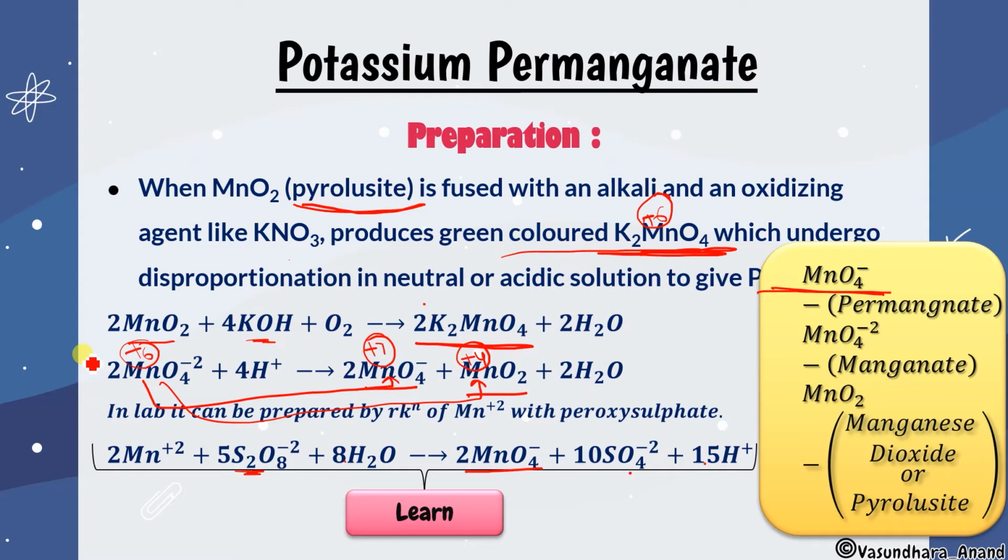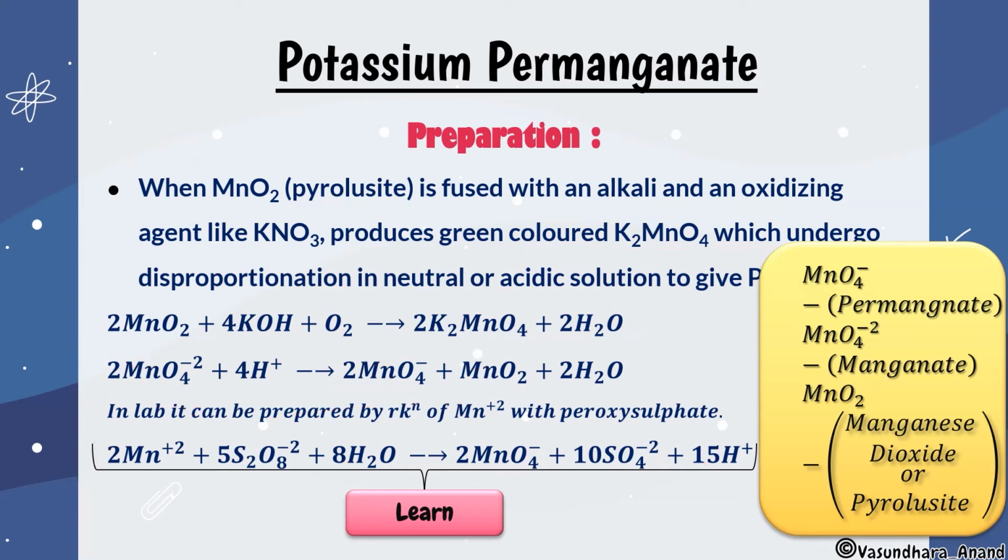So these two equations for potassium permanganate preparation, and those 3 equations for potassium dichromate preparation, are very much important. So you just learn this. This one equation can be asked in your complete-the-reaction form. So this is to be learned.